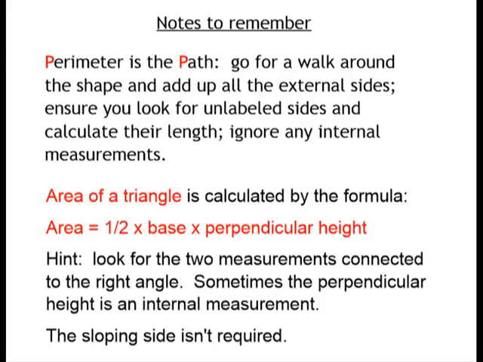The area of the triangle is calculated by the formula half times the base times the perpendicular height. Look for the 2 measurements that are connected to the right angle. These are your base and your perpendicular height. Remember, it doesn't matter which order you multiply in, so it doesn't really matter which one you choose to be the base and which one you choose to be the perpendicular height. Sometimes the perpendicular height is an internal measurement. The sloping side isn't required.